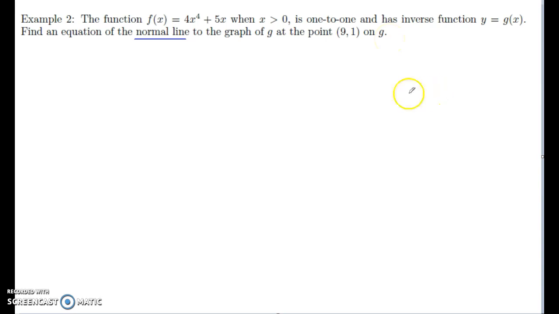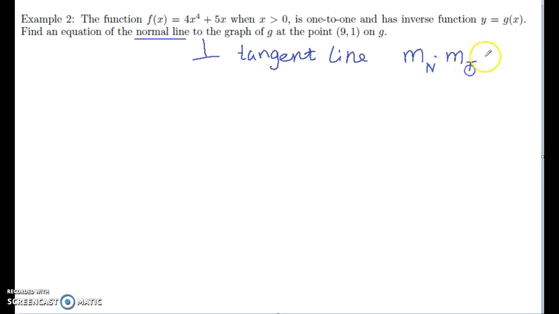Now, in order to find a normal line, which is perpendicular to the tangent line at the point (9, 1), the slope m of the normal line multiplied by the slope m of the tangent line must equal -1. That's how we know they're perpendicular.